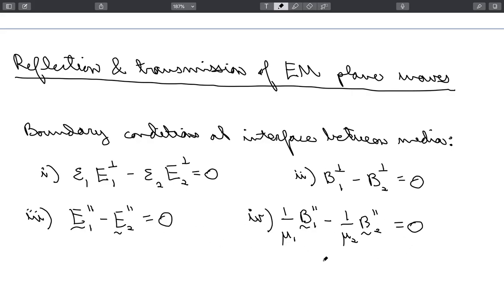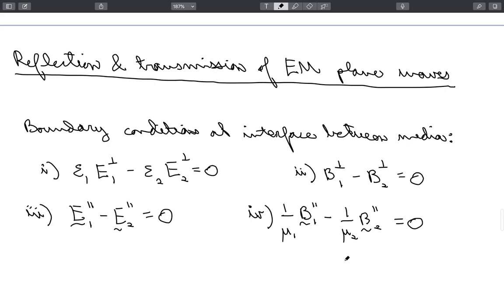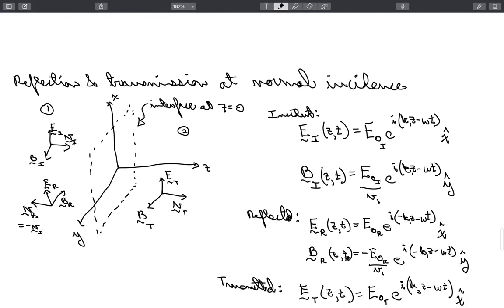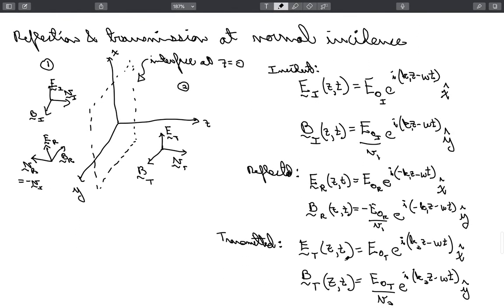These equations here are also quite simple. The parallel components of the electric field are continuous. The parallel components of the magnetic field are, like the perpendicular case for the fields, related by the different values of the permeabilities between the two media. Okay, so that's the starting point that we'll want to use to find what happens at the interface.